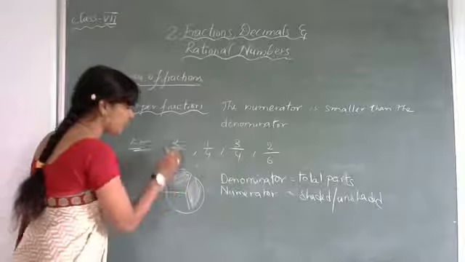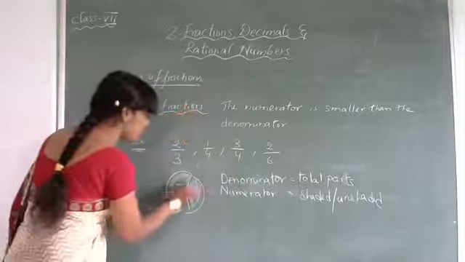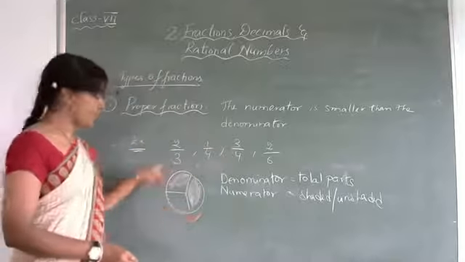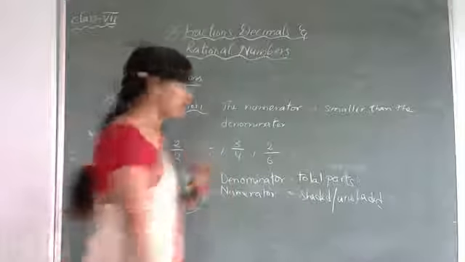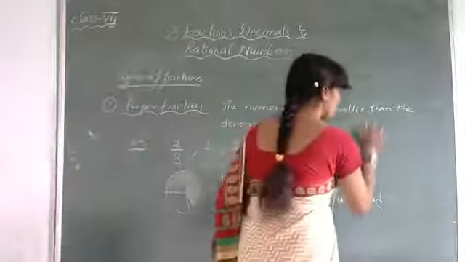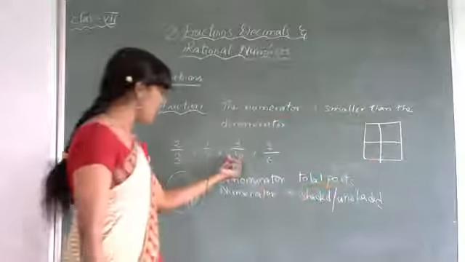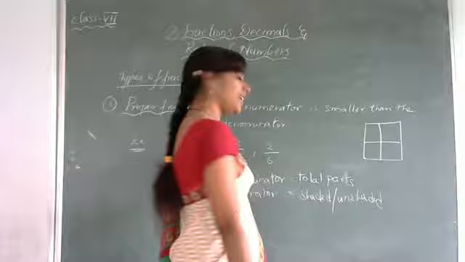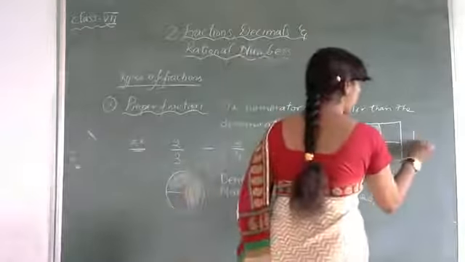See, for 2 by 3, what is the numerator here? 2. That means we have to shade 2 parts, and total how many parts are there? 3 parts. 2 by 3. If I want to write 1 by 4, how will we represent it? Total how many parts are there? 4 parts. So we have to divide the figure into 4 parts, and the numerator here is 1, so we have to shade 1. This is 1 by 4.